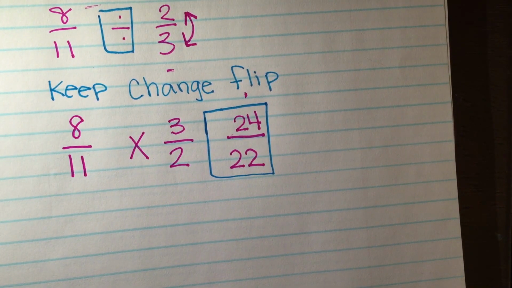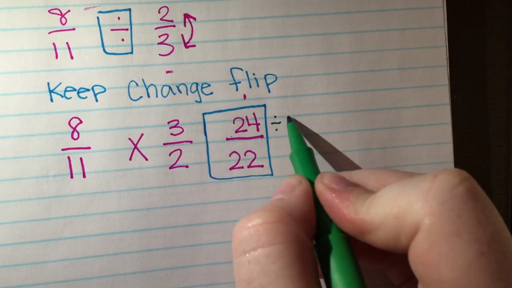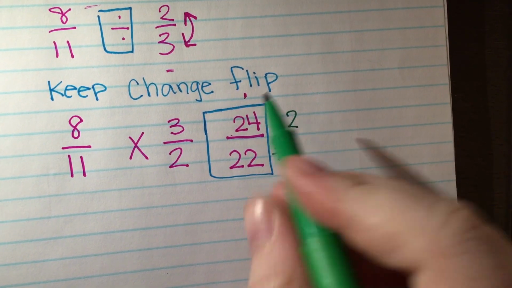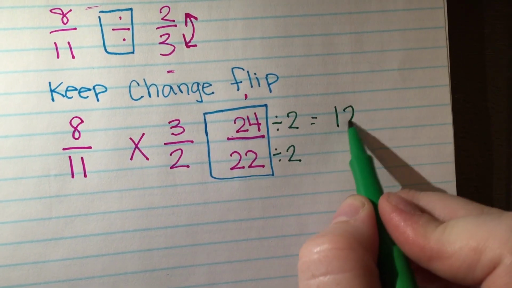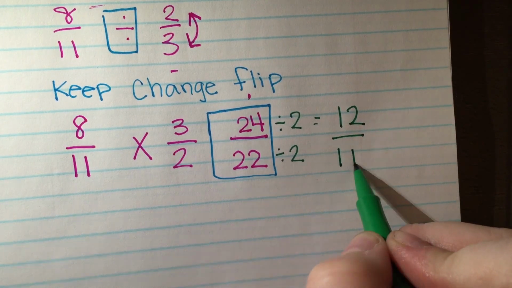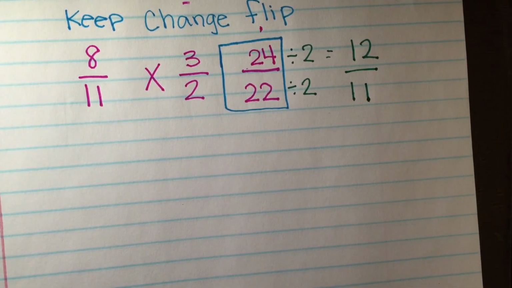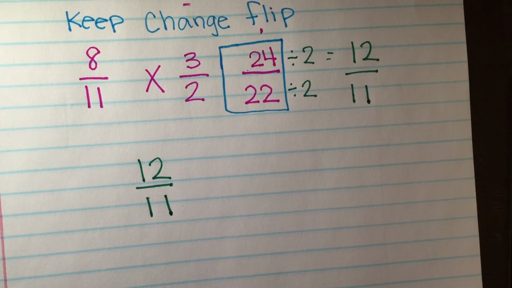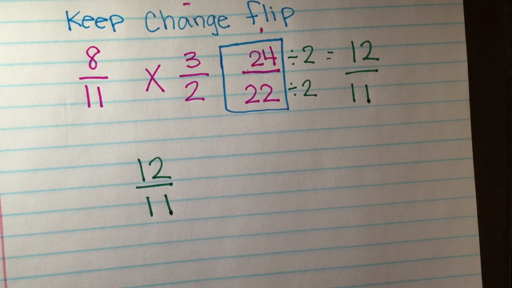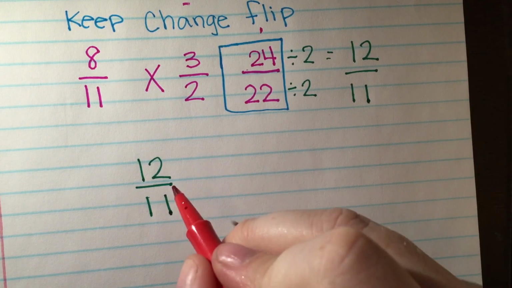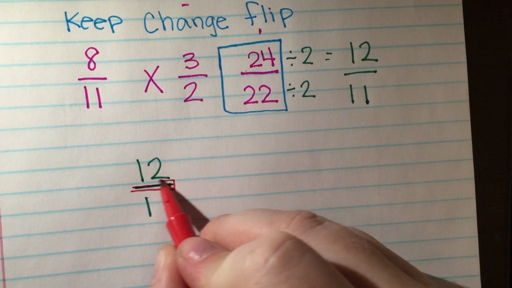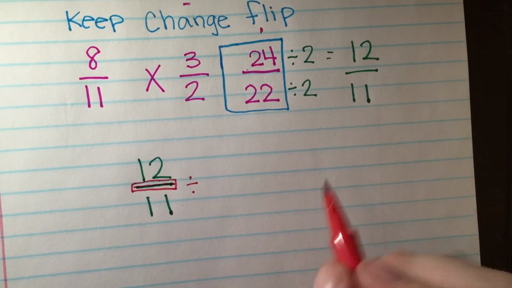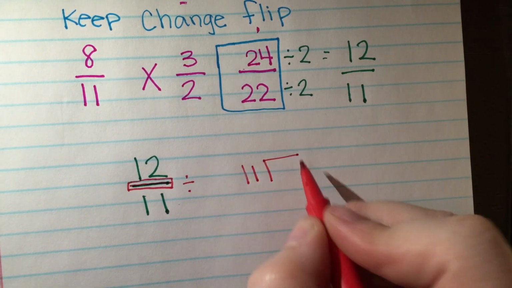Let's say we are going to divide by 2, because that's pretty obvious. So we'll divide by 2 on the top and divide by 2 on the bottom. We'll get 12 over 11. And then the next step would be to convert this 12 over 11 into a mixed number. We remember how to do that by remembering that this symbol right here just means to divide. So all you're doing is 11 into 12.